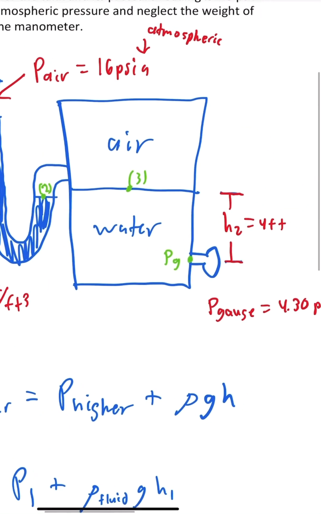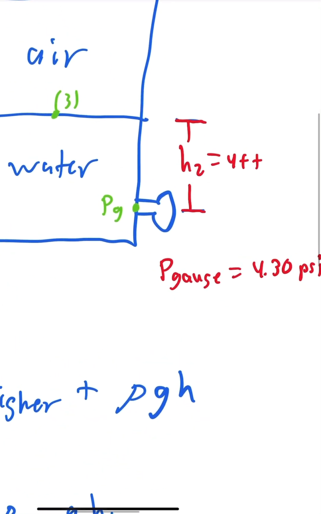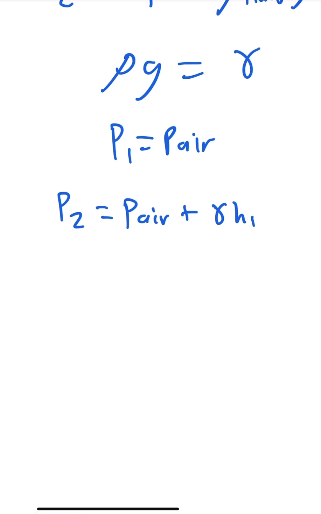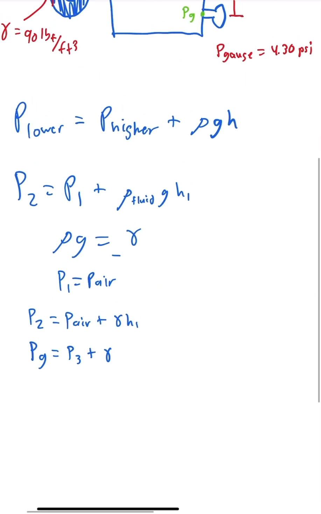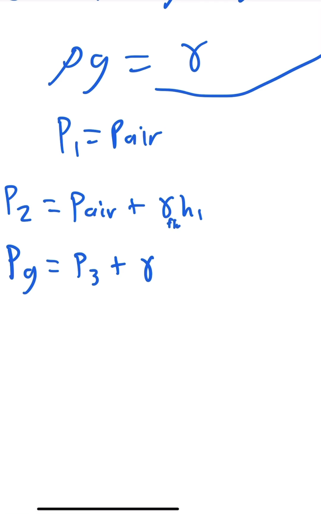And then we're going to look at these two right here, because this is what we were given information of. So the top of the water and the gauge. So the pressure of the gauge is equal to P3 plus the specific weight of water. So again, I'm just using this identity. The specific weight of water. So I'll say this is the fluid and this is the water, times H2.